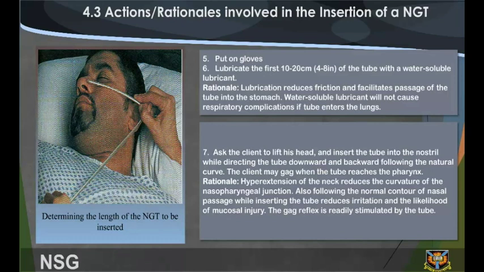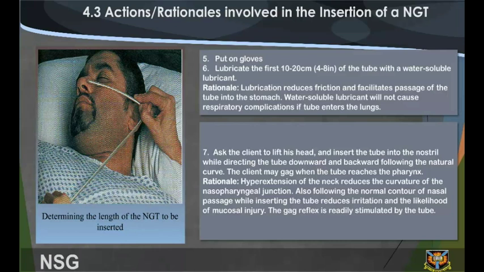5. Put on gloves. 6. Lubricate the first 10 to 20 cm, 4 to 8 inches of the tube with a water-soluble lubricant. Rationale: lubrication reduces friction and facilitates passage of the tube into the stomach. Water-soluble lubricant will cause respiratory complications if tube enters the lung.